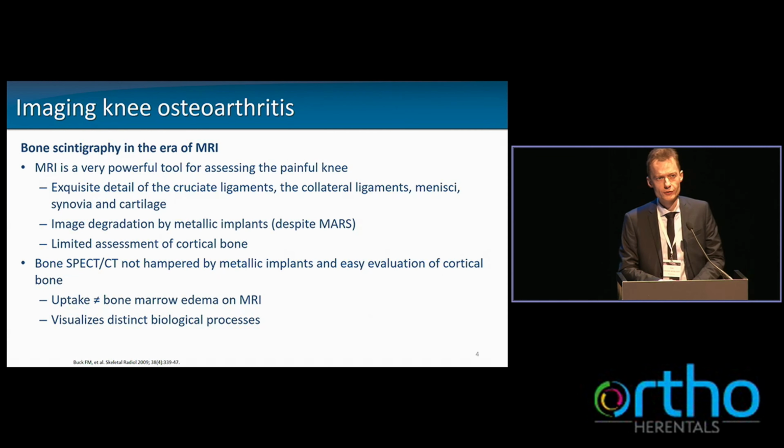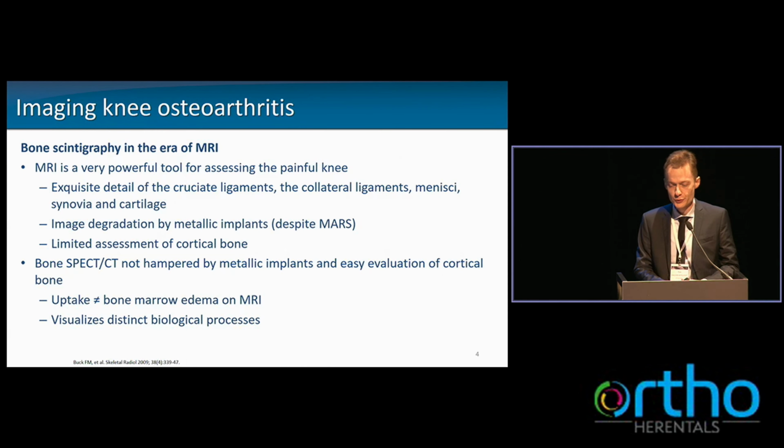So what is the role of bone scintigraphy in the era of MRI? Also, as I said, for the knee, for the ankle and the foot, MRI is a very powerful tool for assessing the painful knee. It gives you exquisite detail of ligaments, menisci, synovia, and so on. However, we do know that there is an issue with image degradation for bimetallic implants despite use of MARS, and there is a limited assessment of cortical bone. And that is probably the niche where bone SPECT-CT can be of assistance to you, because it is not hampered by these artifacts and it allows an easy way to look at cortical bone.